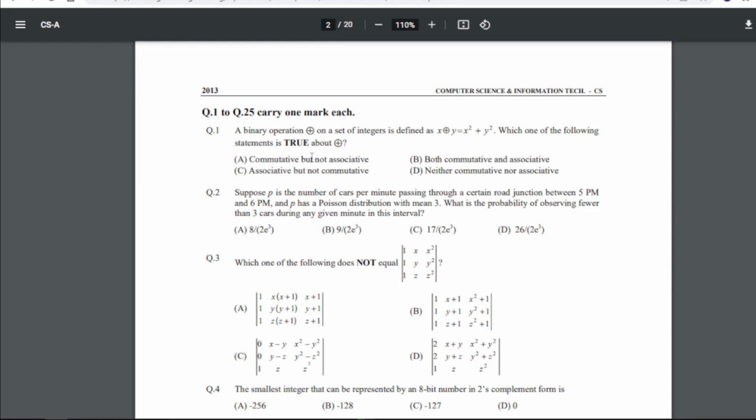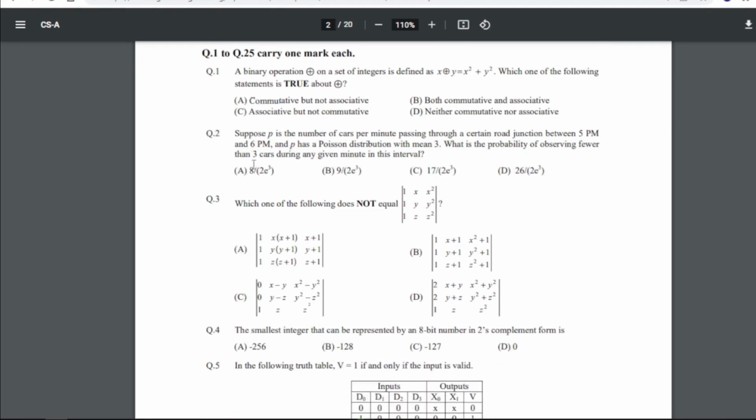about XOR. So if you solve this equation, you will get the answer as A, that is commutative but not associative. So for the first, the answer will be A.